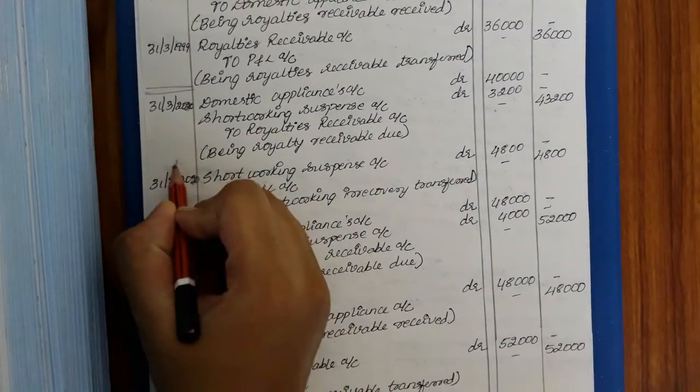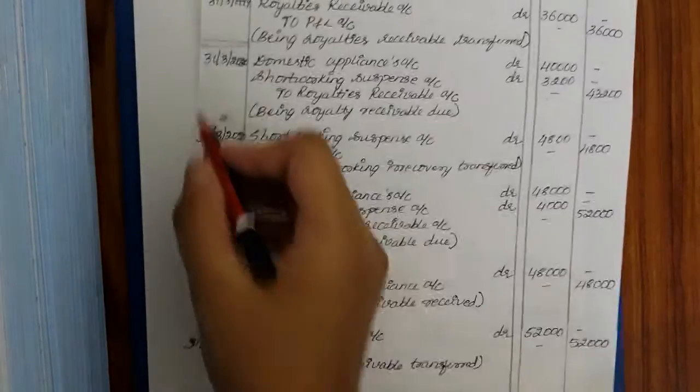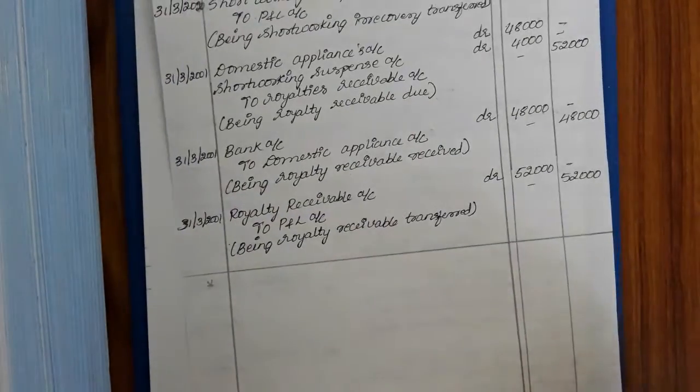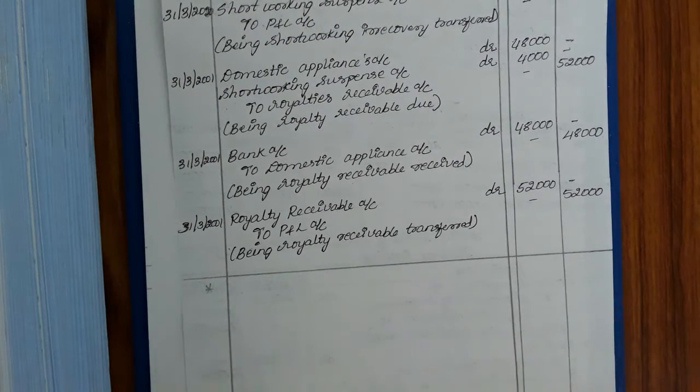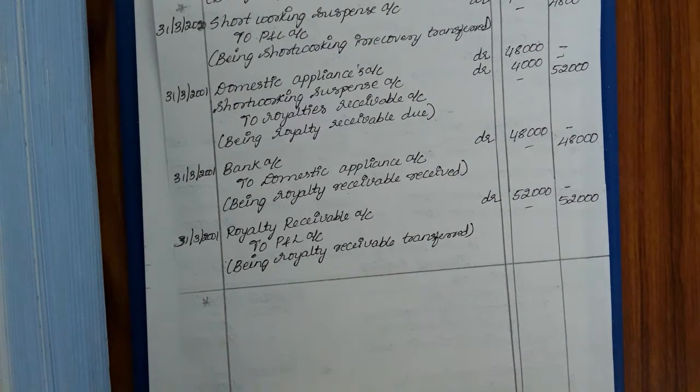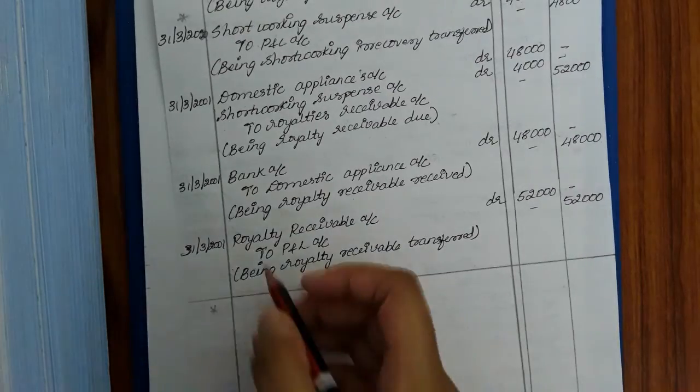Okay, the second entry was for payment receivable, that is for royalty receivable. This I have not written, so please do write it down. You should be writing here. So what is the entry for receiving the money?